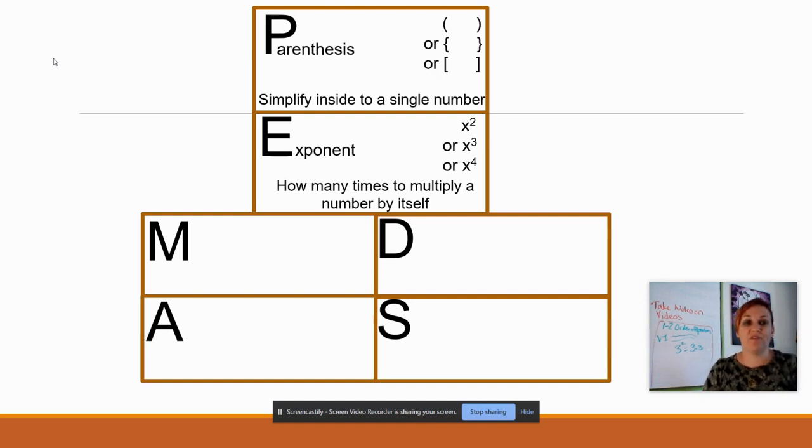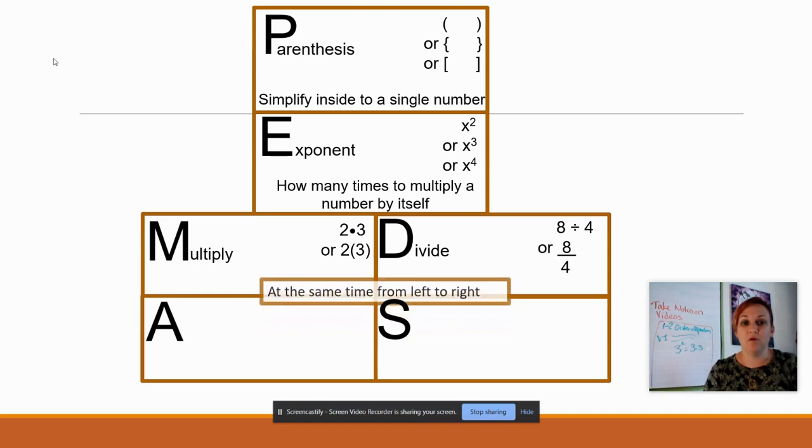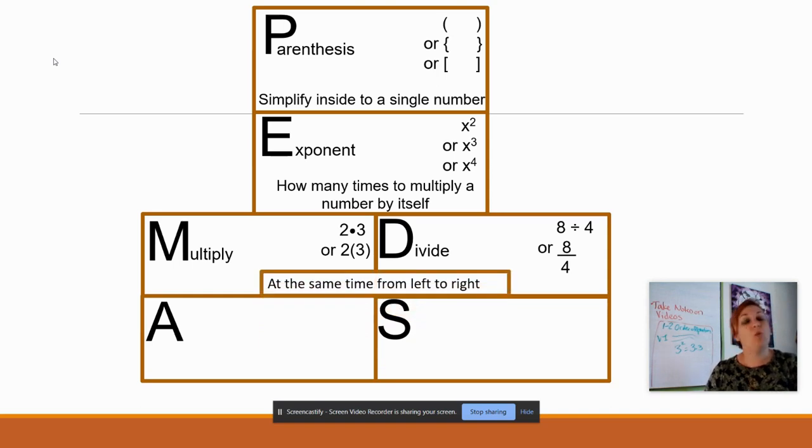Once you've taken care of all of your exponents, then we have the letters M and D. Now, I wrote those side by side because M and D get done at the same time. It's multiplying, which could be drawn with a dot, or those parentheses we talked about earlier, and then dividing. And dividing can be written with a division sign or as a fraction bar. Now, multiplying and dividing get done at the same time from left to right. We're not going to do all of our multiplying and then all of our dividing. We're going to do it in whatever order it happens in.